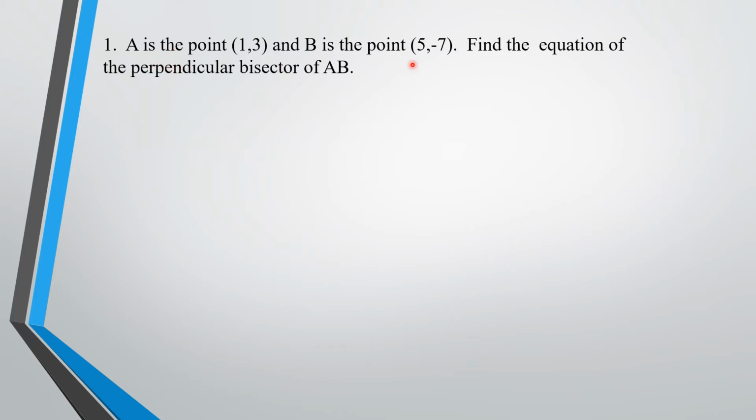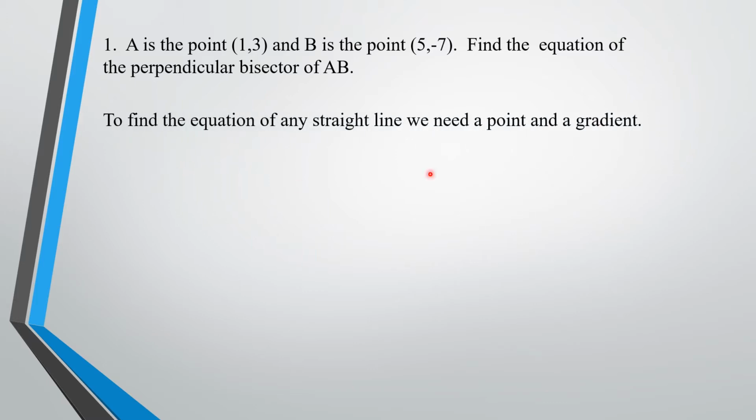You are given point A and B and you are required to find the perpendicular bisector of AB. Since a perpendicular bisector is a straight line, you need a gradient and also a point. The point you need to find would be the midpoint of AB, since it's a perpendicular bisector of AB, and the gradient of the perpendicular bisector would be perpendicular to the line AB.